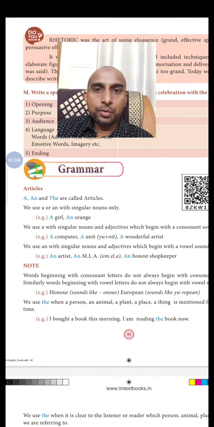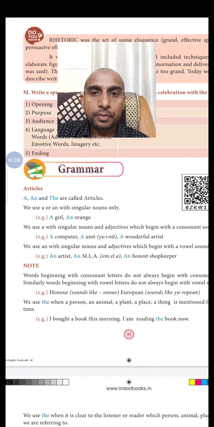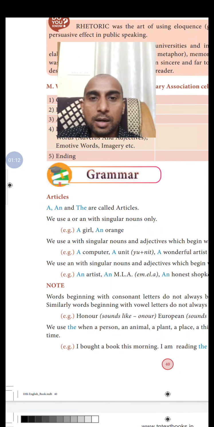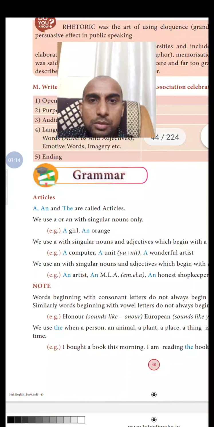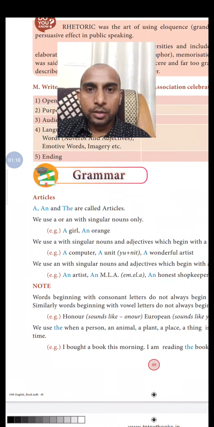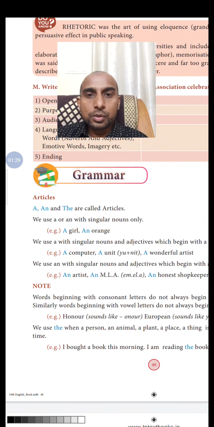So, how do we use them? You can watch them displayed in the screen before you. A, an, and the are called articles. We use a or an with singular nouns only. You all would have learned singular and plural forms of nouns in your previous classes.